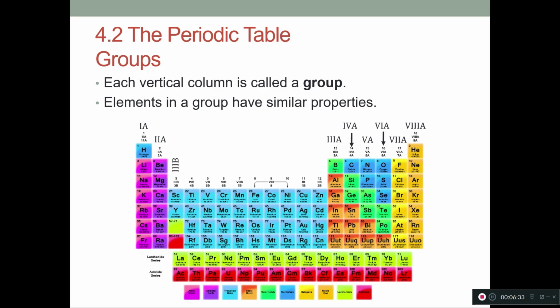So we have 3B, and it's 3 because it comes after this 2 right here. Then we have 4B, 5B, 6B, 7B. Then all three of these are called the 8B group right here. Then we jump back to 1B and 2B. And quite often the periodic tables will actually have the columns listed like that. So you can actually see on this one it does have those listed, but I put these on here so that they're maybe a little bit bigger and clearer to see.